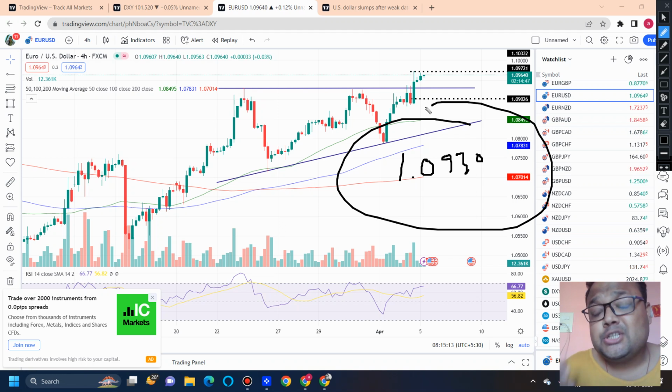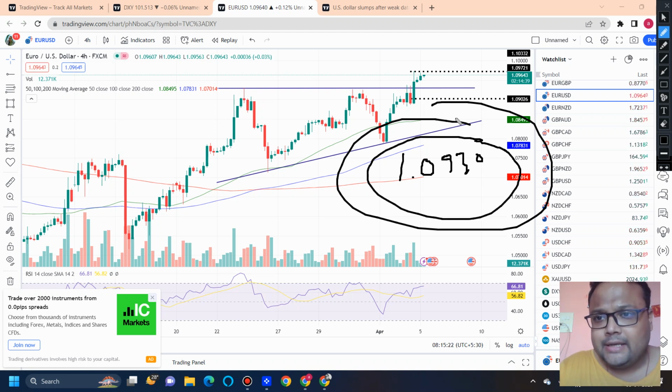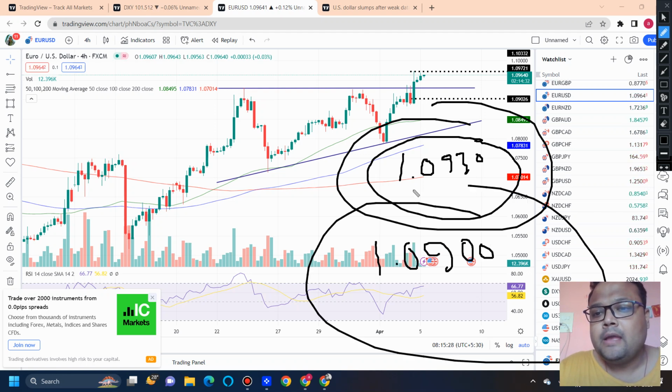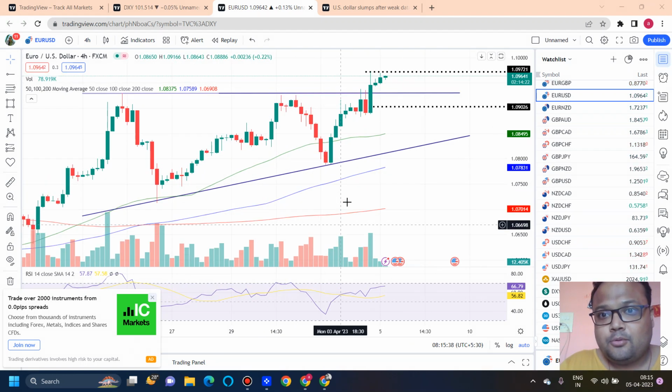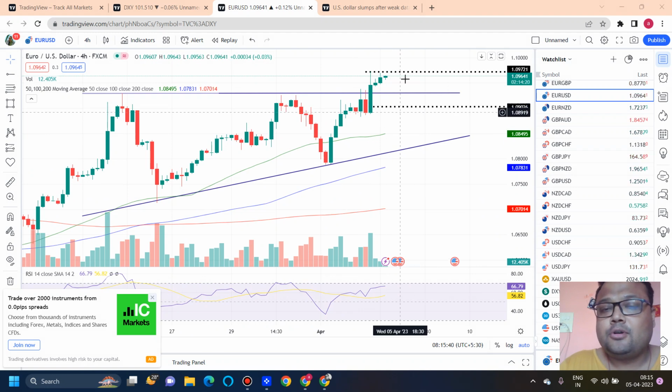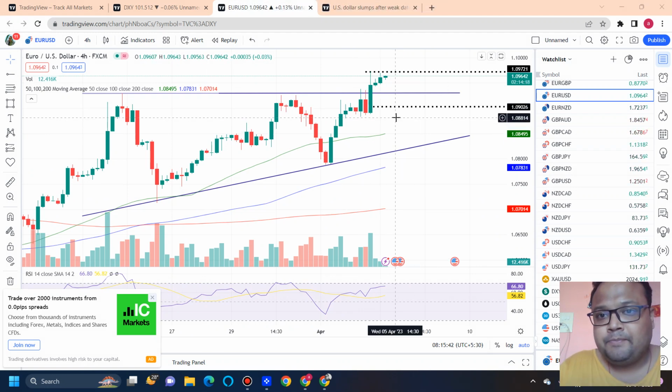In case the correction continues and you see that the market is not respecting 1.0930 as the retracement level, in that case wait for the market to come down to the next level of 1.0900. Around 1.0900, it can be 1.090305 also. Around this level, you can expect the market to take some support. This will be the next support on the chart of Euro USD.